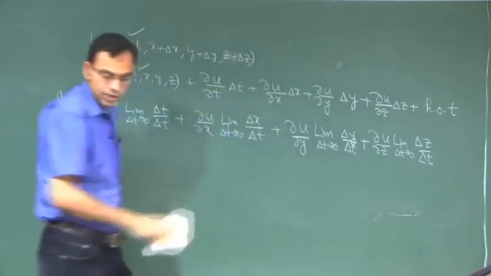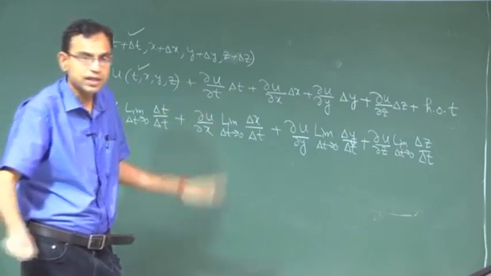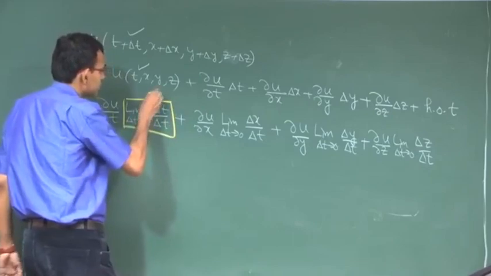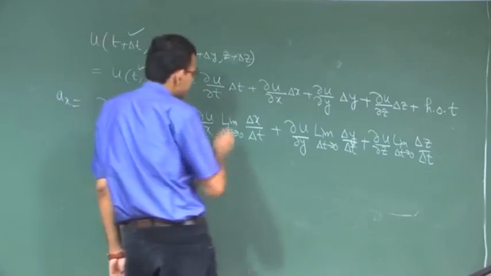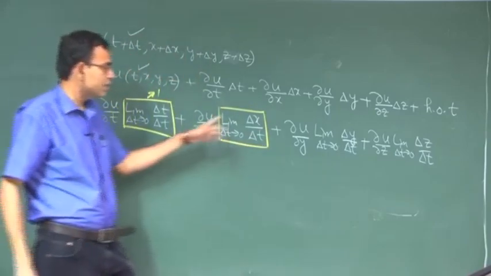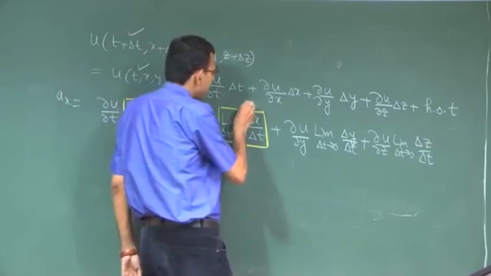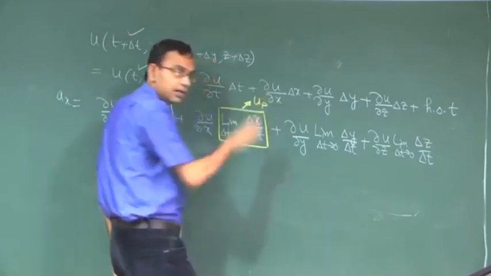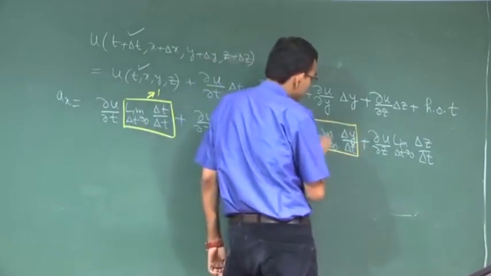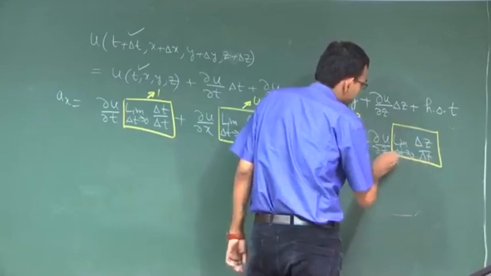So, now the conceptual understanding comes. So far this is just Taylor series expansion. So, this is straight away 1. What is this? Limit as delta t tends to 0, delta x by delta t is the x component of velocity of the particle, right. This is the y component of the velocity of the particle and this is the z component of velocity of the particle.